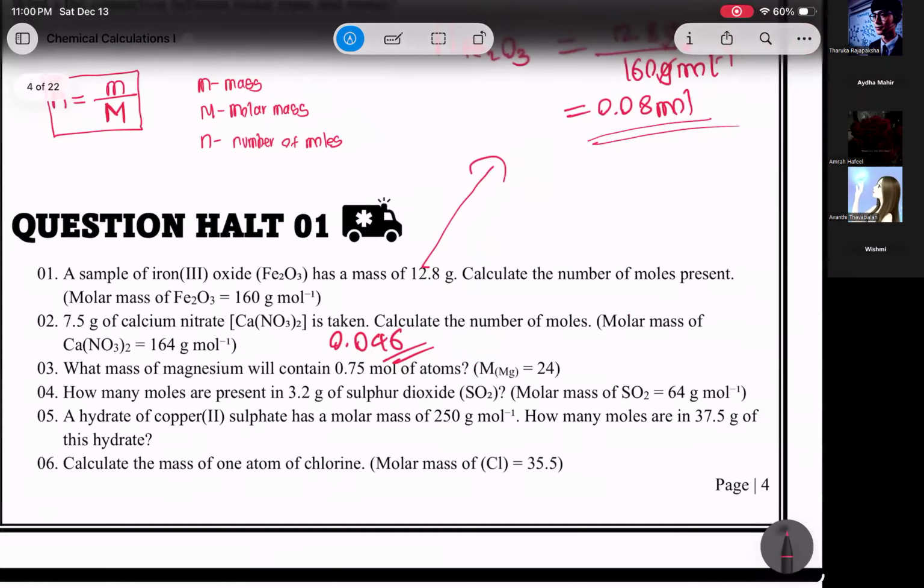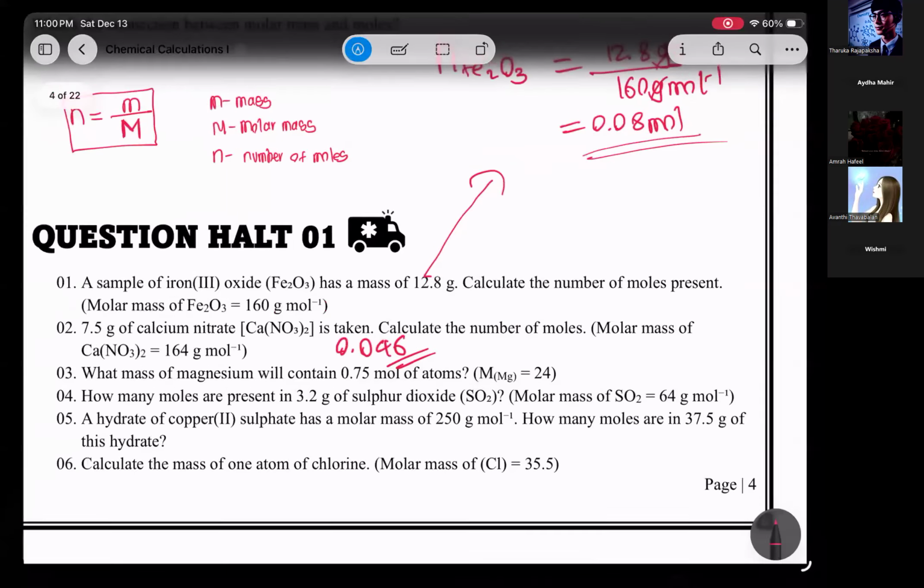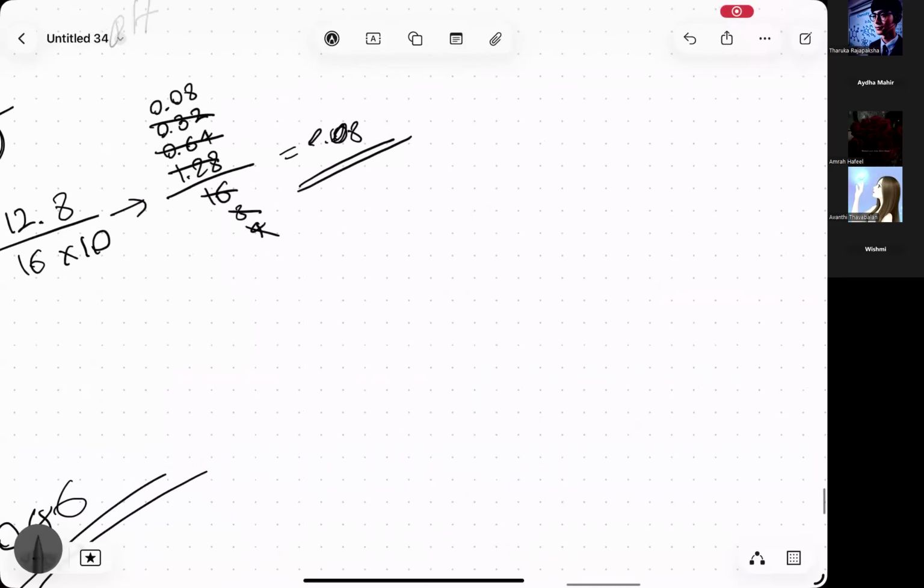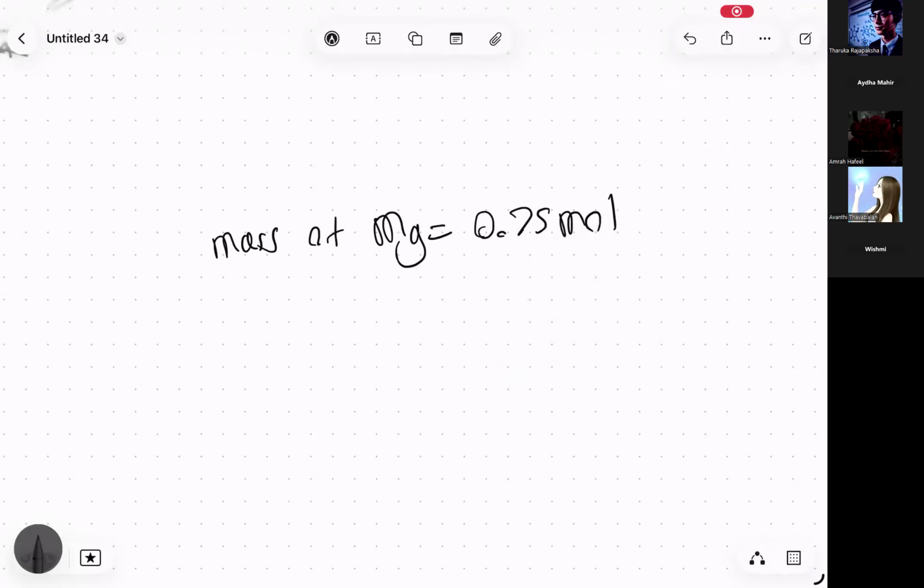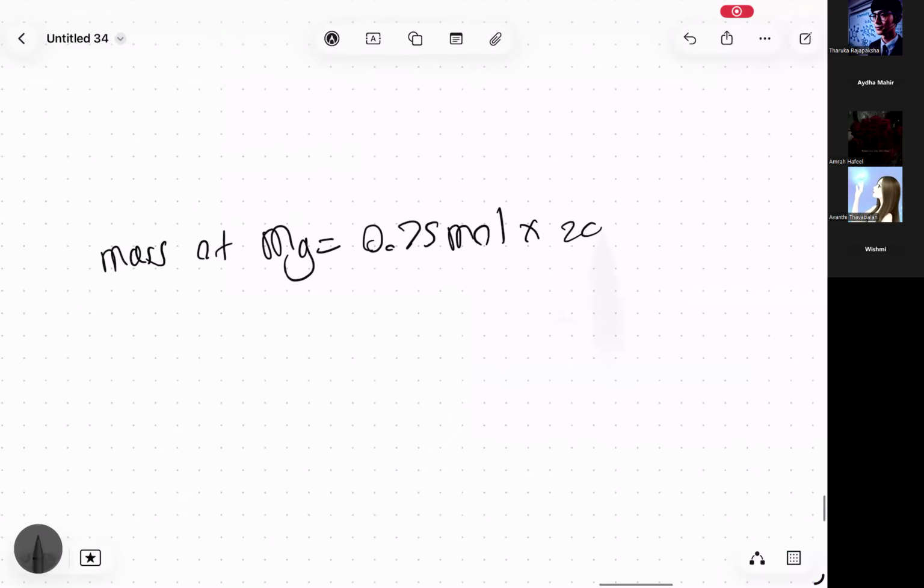Then the third one. What mass of magnesium will contain 0.75 moles of atoms? They have given the moles. What you have to do is, mass of magnesium is equal to, don't write equations again, 0.75 moles multiplied by 24 grams per mole.